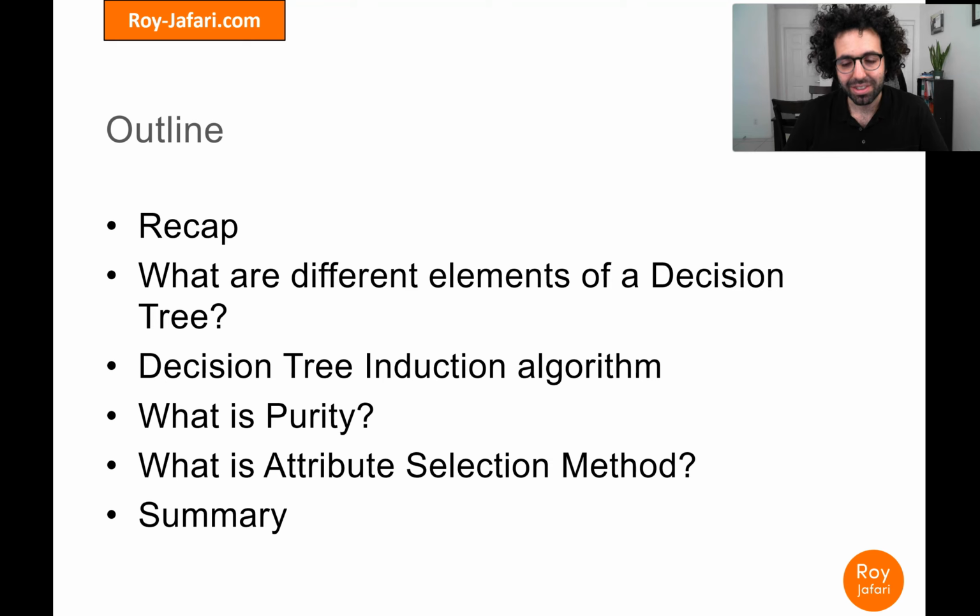Alright, so in this video, after a few recaps, we are going to discuss different elements of a decision tree, and then we're going to see what an induction algorithm for decision trees is, which is that blueprint I was just talking about. Then also what purity is, a very important concept for creating decision trees, and then the attribute selection method. And of course, we're going to wrap things up with a summary.